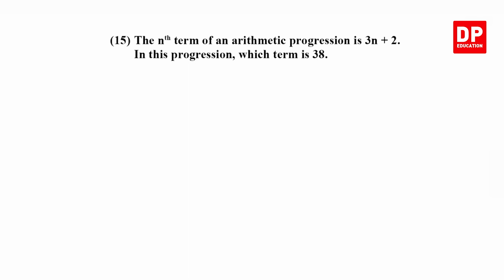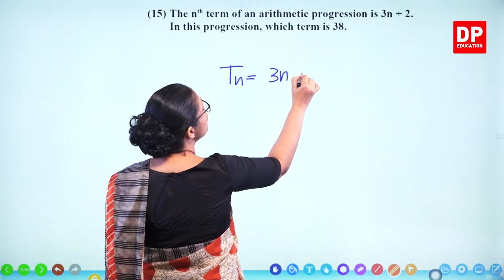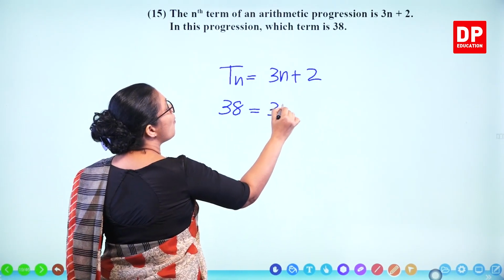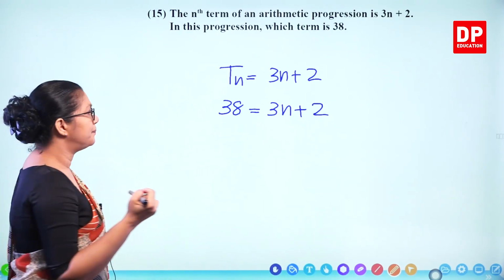Question number 15. The nth term of an arithmetic progression is 3n plus 2. In this progression, which term is 38? So Tn is given 3n plus 2. But 38 is the term. What is the n value? Just substitute 38 for the nth term.